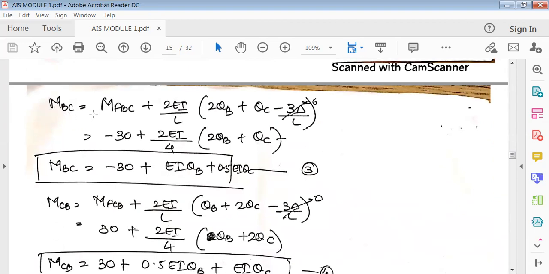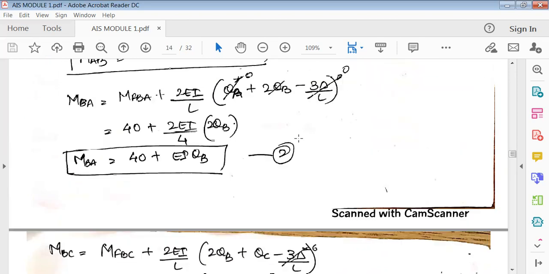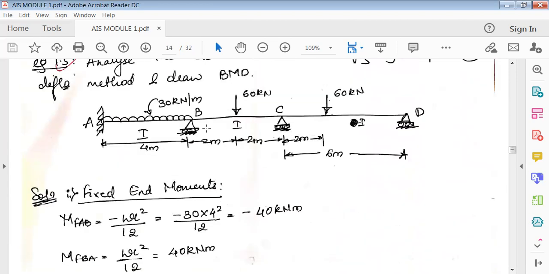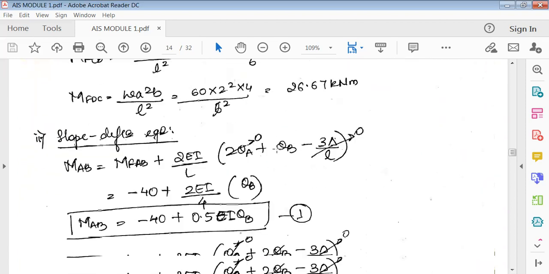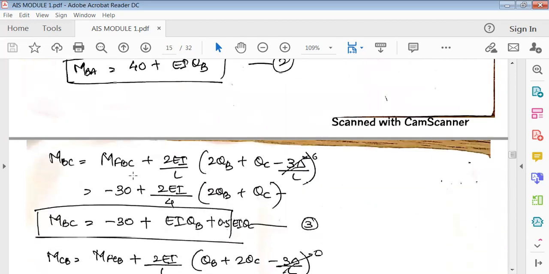So MBC is equal to MFBC plus 2 EI by L, 2 times theta B. Again, B is the first term. So 2 times theta B plus theta C minus 3 delta by L. Okay, now you can see here theta B and theta C both are roller supports. So there is rotation. Only if there is a fixed support does the theta value become 0. But because B and C are roller supports, there exist theta values. So because B is the first term, it is 2 times theta B plus theta C minus 3 delta by L.